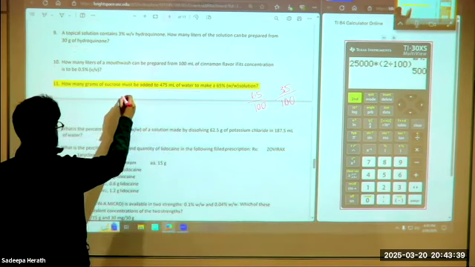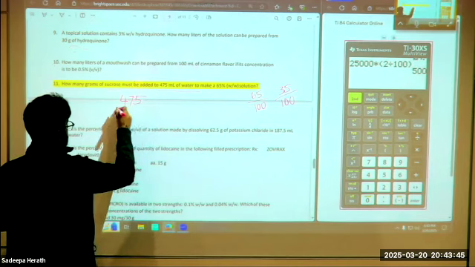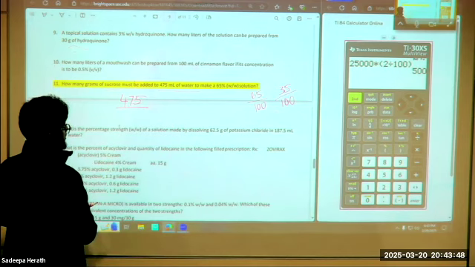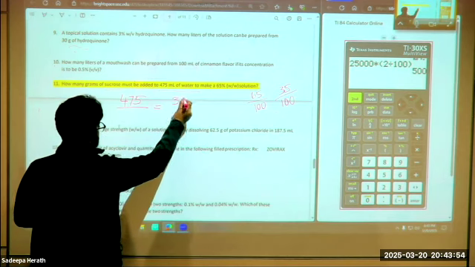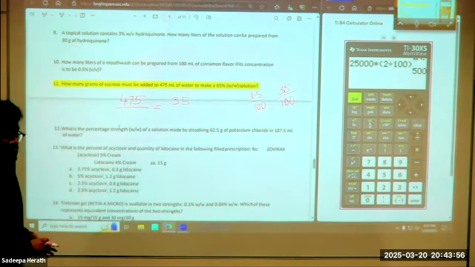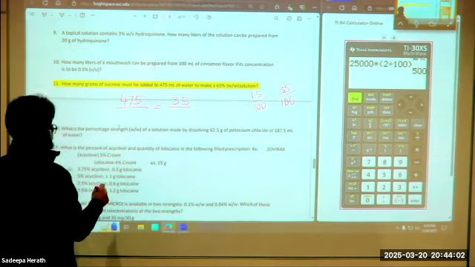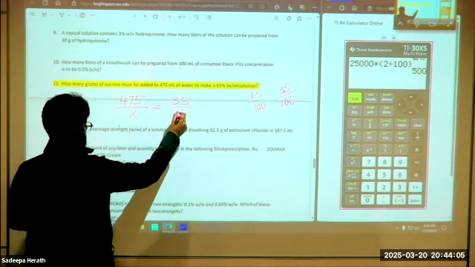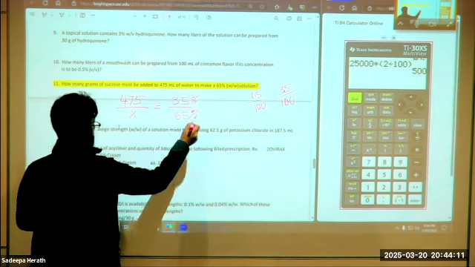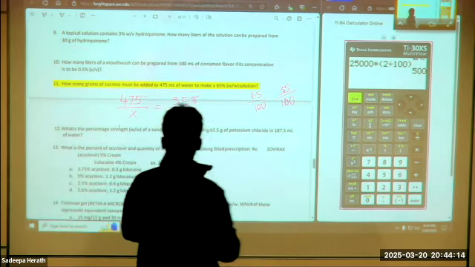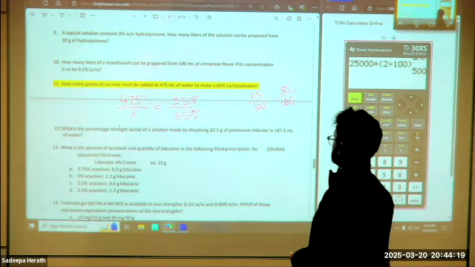So let's say 475 ml is 35%, and X is 65%. Cool? Hopefully it is cool.